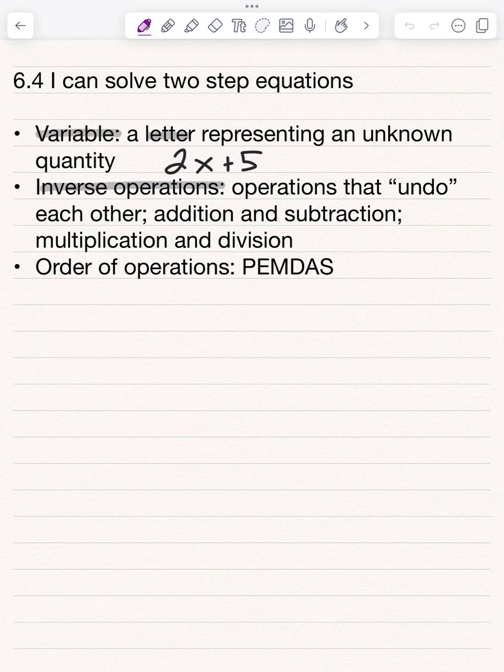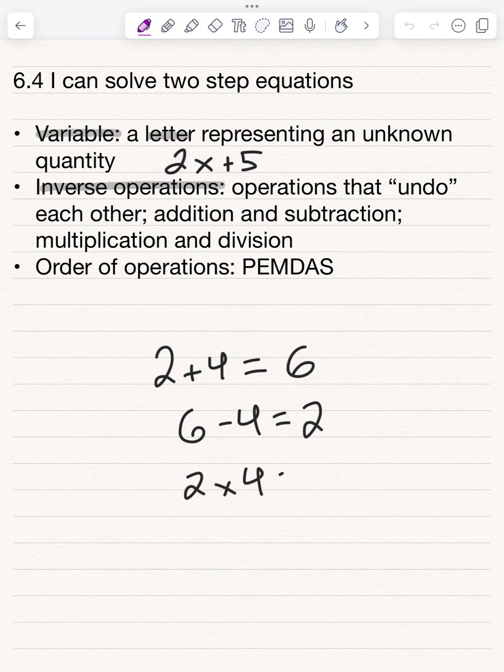These are operations that undo each other. So addition and subtraction are inverse operations. I could say 2 plus 4 is 6. If I wanted to undo that, 6 minus 4 is 2. Those are the inverse of each other. Likewise, multiplication and division. So 2 times 4 is 8. The inverse of that would be 8 divided by 4 is 2. Multiplication and division are inverse operations.